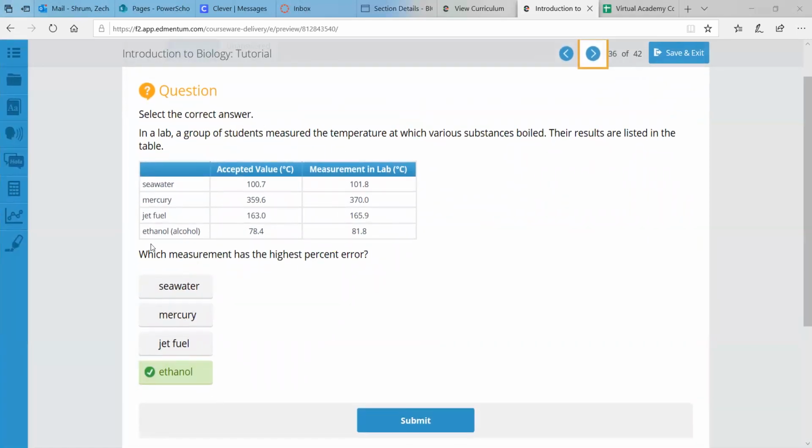So in this question, we can see a group of students measured the temperature at which various substances boiled. Their results are listed in the table. So seawater, mercury, jet fuel, ethanol, which is another word for alcohol. Here's the accepted value. So this is like what we know beforehand. And this is what we measured in lab. So you can see there's a little bit of difference between the two. But which one has the highest percent error?